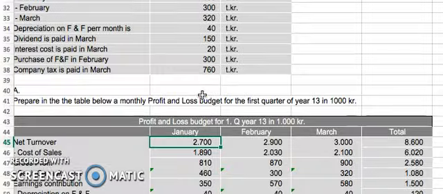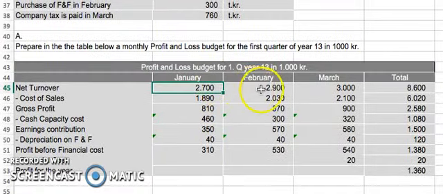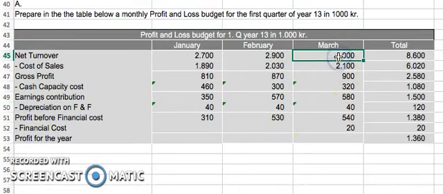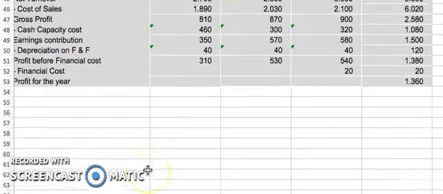The net turnover is of course taken in this case from C23. This means sale of goods in January year 13, as we see here. Net turnover for February is of course taken from here. Net turnover for March is of course taken from here, the sale of goods in March 13.